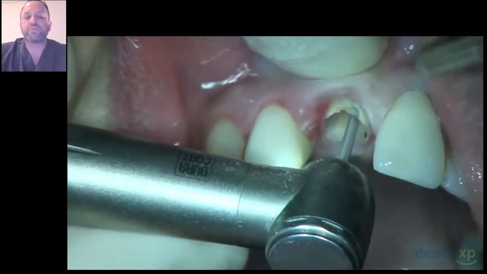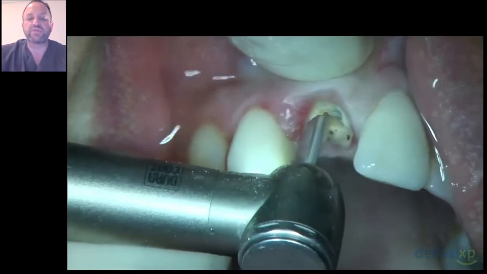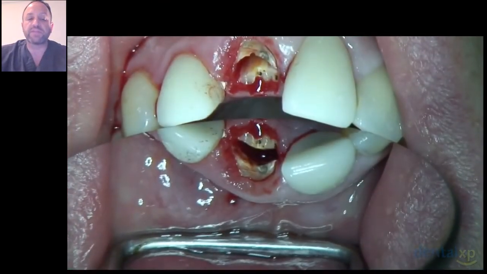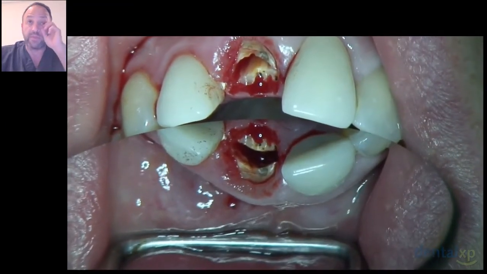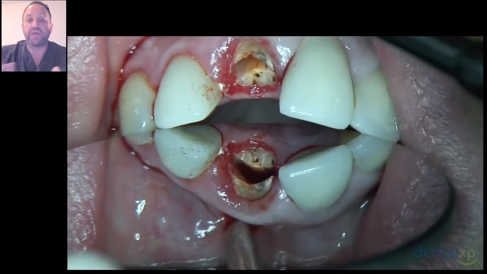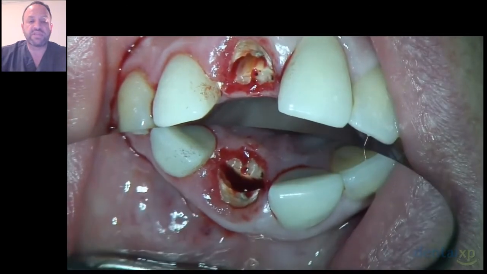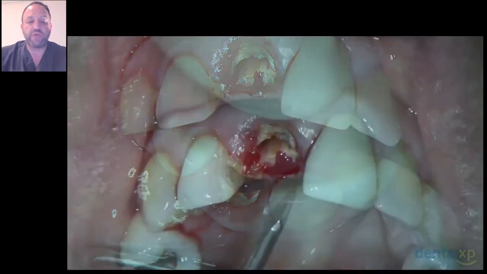If I do happen to perforate the buccal plate at the apical area, it's not really a problem, because if I can place my implant more palatal, I'll be able to pack some synthetic bone down there. I'll have no issue. But you can see here where we've created that roundness.